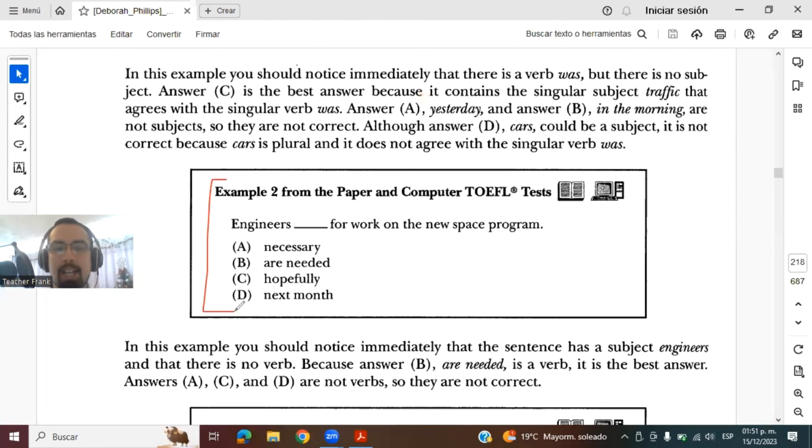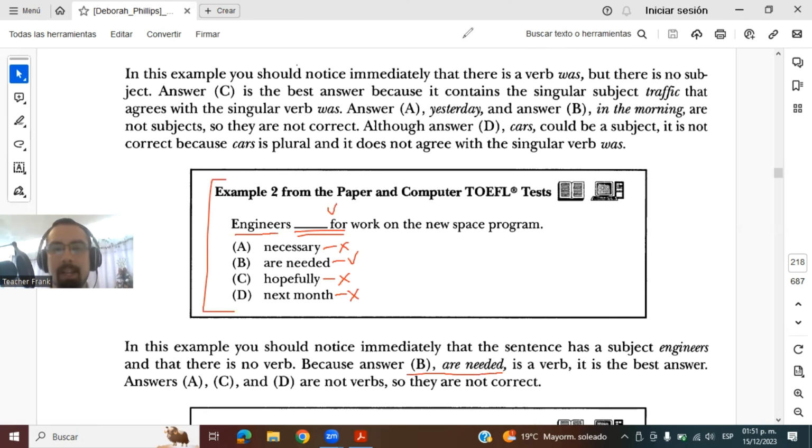Example number 2, engineers for work on the new space program. So here we may have a subject, engineers, but what is necessary? A verb, right? We need a verb. So necessary is one option. Are needed has a verb. Hopefully and next month are adverbials, so they're not correct. And necessary is an adjective, so it's not correct. The only option is B, are needed, and it is our best option, right?